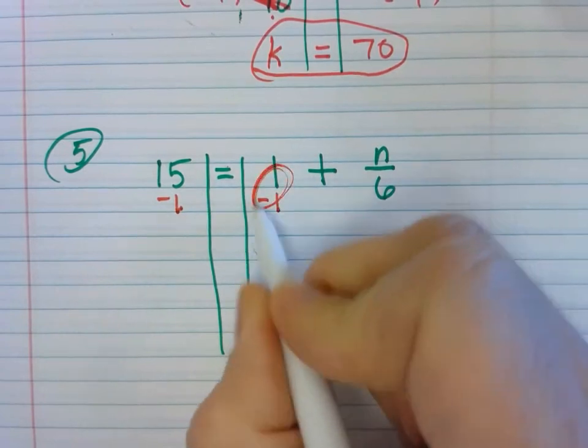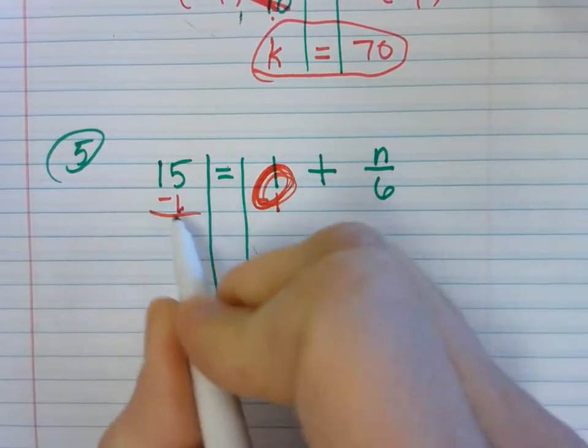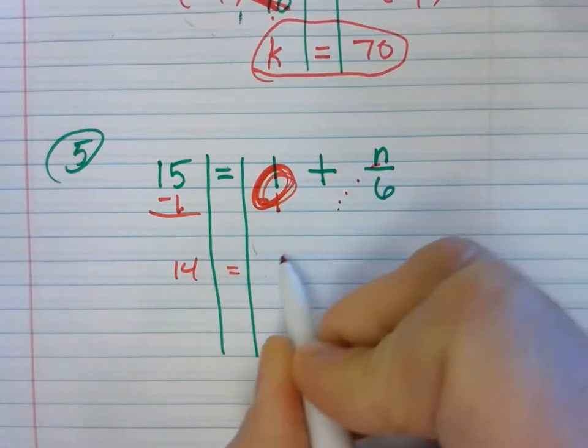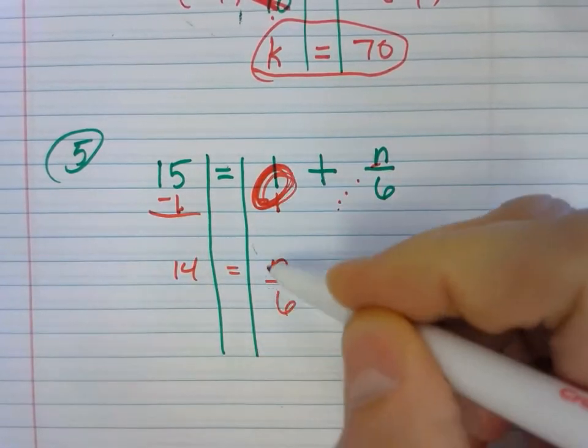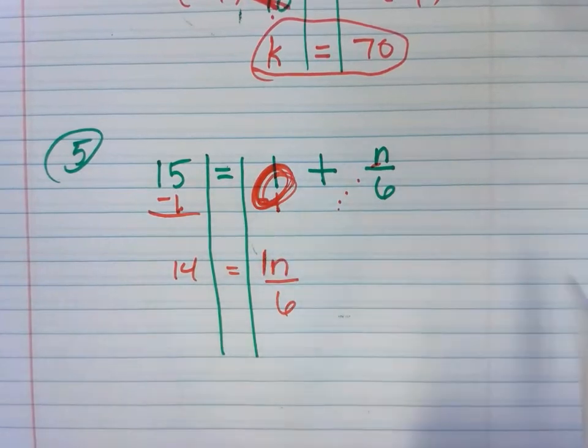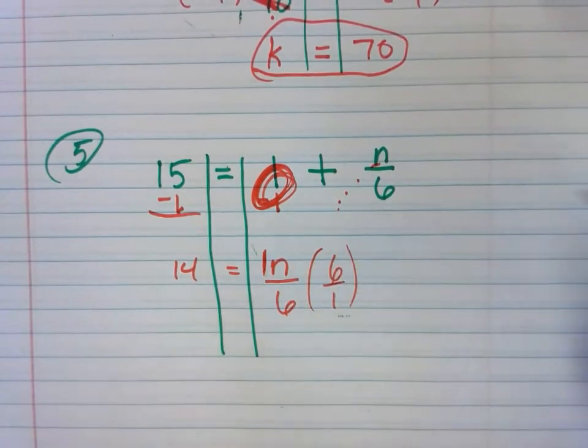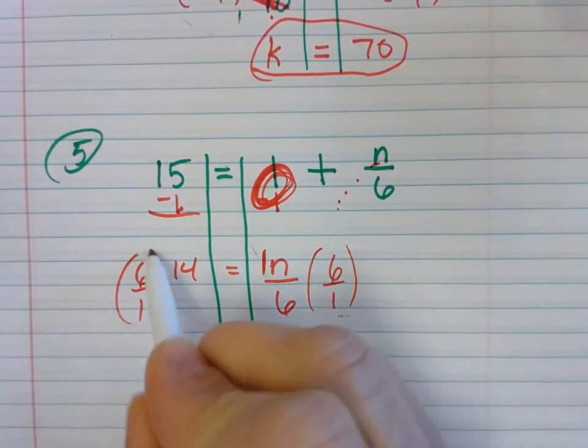1 minus 1, of course, is 0, so get rid of that constant. 15 minus 1, of course, 14. And I'm going to trot this down here. That's n divided by 6. Again, there's a number in front of that, which of course is the 1. You got to multiply by the reciprocal of that, which would be 6 over 1. And over here you got to multiply by 6 over 1.